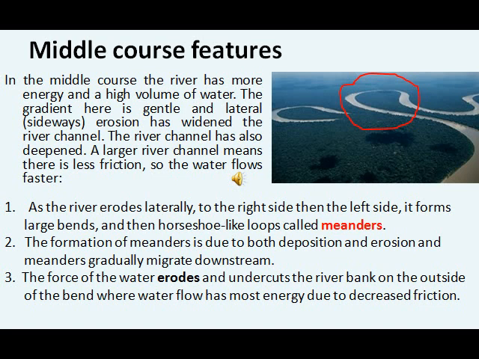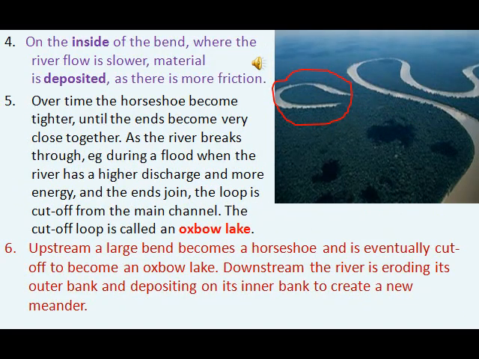The force of the water erodes and undercuts the river bank on the outside of the bend, where water flow has most energy due to decreased friction. On the inside of the bend, where the river flows slower, material is deposited as there is more friction. Over time, horseshoes become tighter until the ends become very close together.